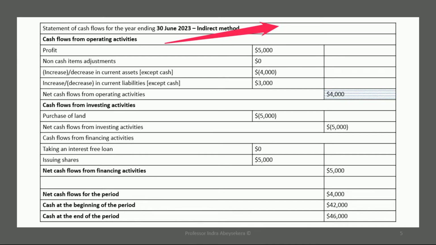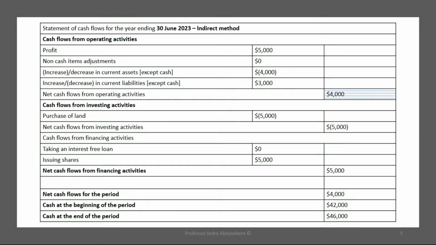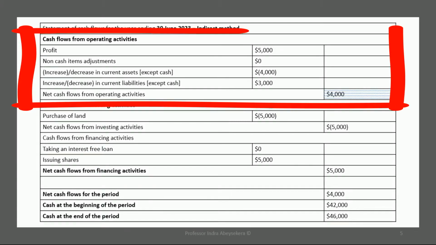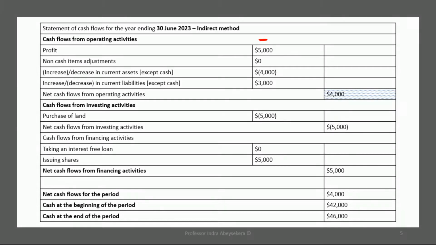Under the indirect method, the only difference is the cash flows from operating activities, with investing activities and financing activities being identical. Cash flows from operating activities under the indirect method starts with profit. The profit is revenue less expenses: 20,000 revenue less 15,000 expenses, profit is 5,000. We start with 5,000 profit. There are no non-cash items adjustments, so we don't have to do anything.